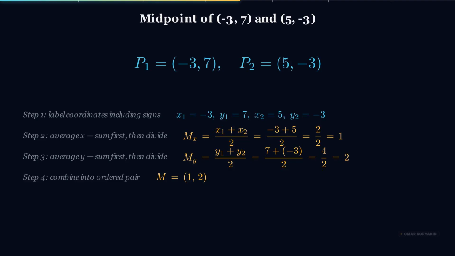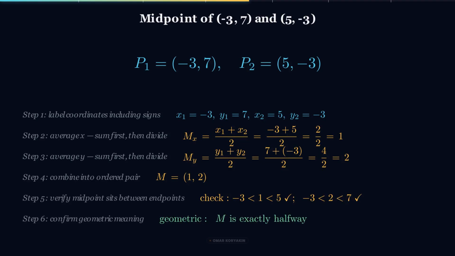directions. Verify by checking that the midpoint sits between the two endpoints geometrically. X equals 1 is between -3 and 5, and y equals 2 is between -3 and 7, so the midpoint sits inside the bounding rectangle of the two endpoints, which is a quick sanity check. So the midpoint is (1, 2).